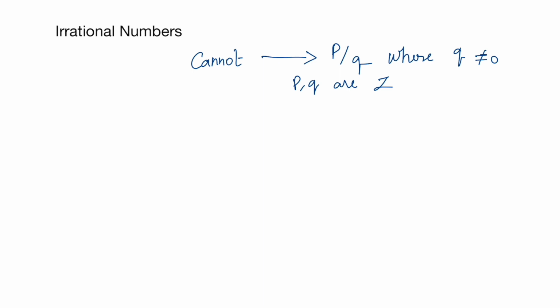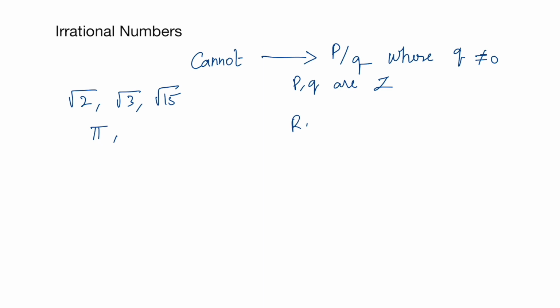Now a few examples of irrational numbers could be root 2, root 3, root 15, or pi for that matter, the pi that we use for circles. So pi is also an irrational number. I hope you are clear with this now. Irrational numbers cannot be expressed in the form of p divided by q, where p and q are integers and q is not equal to 0, and examples could be root 2, root 3, root 15, pi and so on.